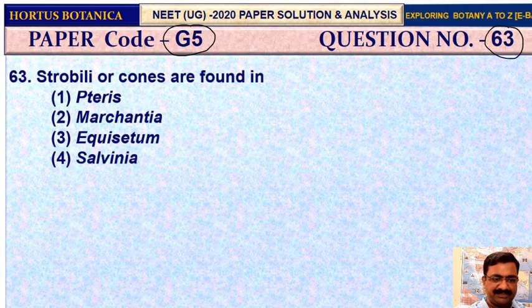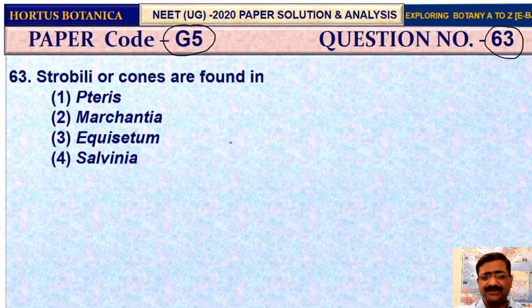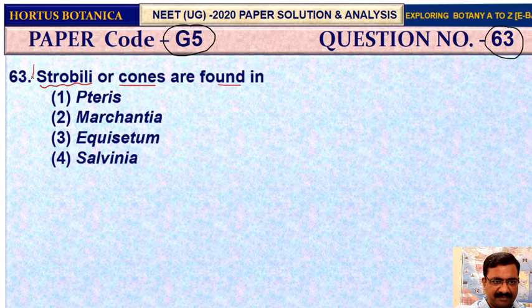What the question states? Question is from plant kingdom. As I told you, this year two questions came from plant kingdom. Very easy. And again I would like to tell you it comes directly from NCERT, right? So let's discuss the question number 63. Question is, strobili or cones are found in. So what you have to find out is where is the position of strobili and cones.